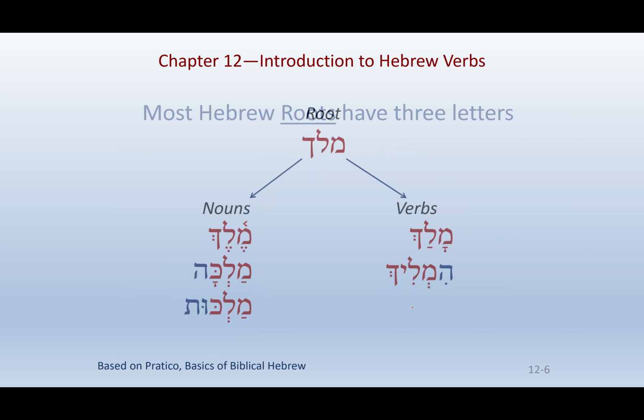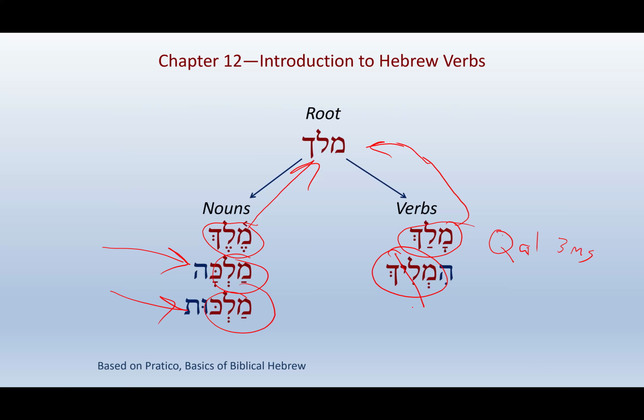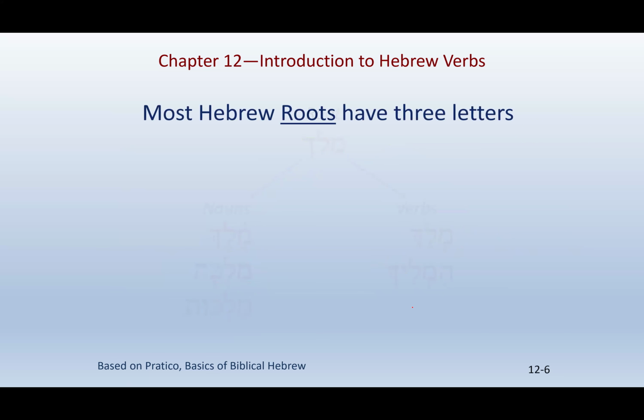And by the way, that means he caused to be king. He caused to be king. So you would see that in something like when Samuel anointed Saul, he caused him to be king. Right? That'd be the type of word there. Most Hebrew roots have three letters, like we looked at Mem, Lamed, Kaf, for royal type things, king type things.